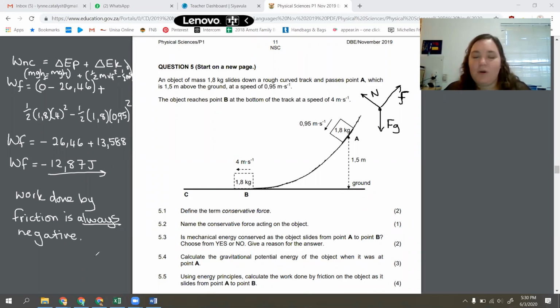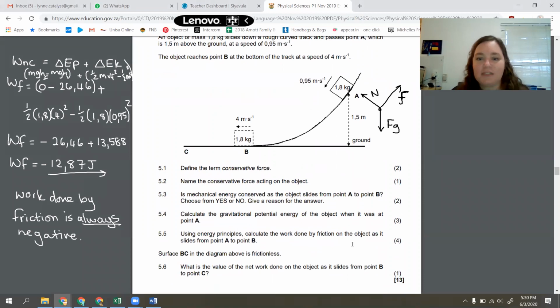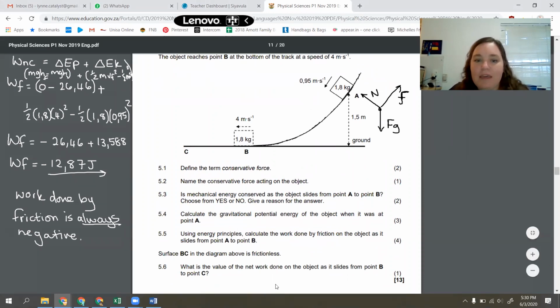All right, we have got basically 1 minute and there's one last question which I want to just quickly touch on because there's no point in not doing it. It says surface BC, that's the last little bit over here, is frictionless. What is the value of the net work done on the object as it slides from point B to point C? Does anyone have an answer? Okay, I'm just quickly checking. Someone did type something in the chat.